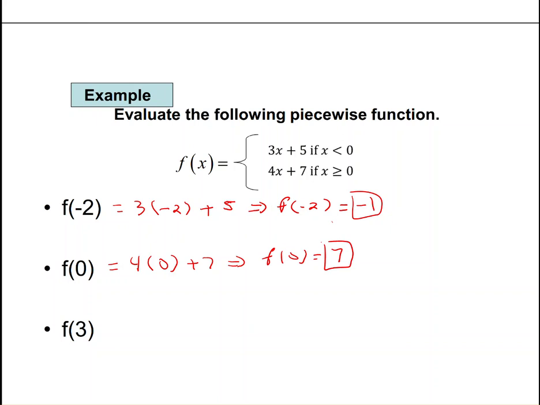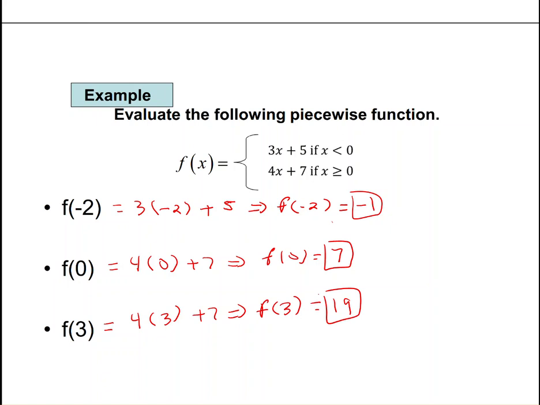And last but not least, we have f of 3. Again, we ask ourselves, does it fit condition 1 or condition 2? Since 3 is greater than 0, that fits condition 2. So we'll use the second expression again, replacing x with 3. Order of operations: multiply, then add. 12 plus 7 is 19. And that's all we're going to do with those piecewise functions.